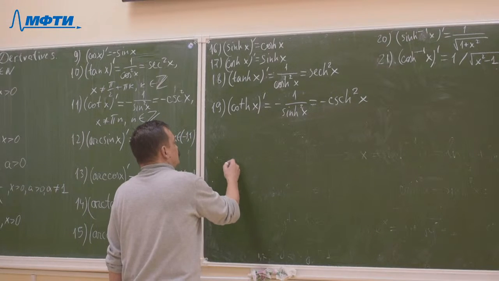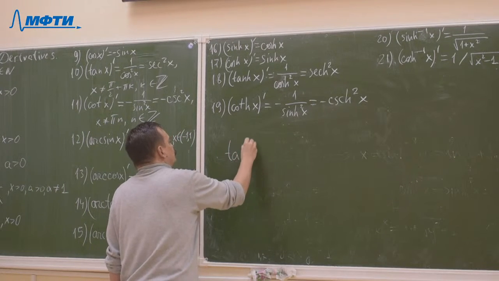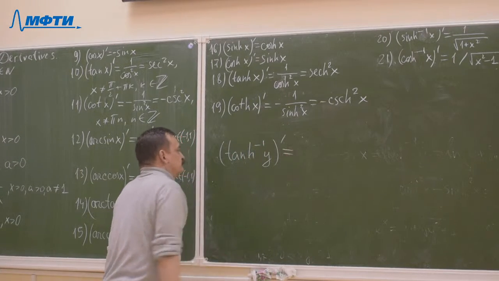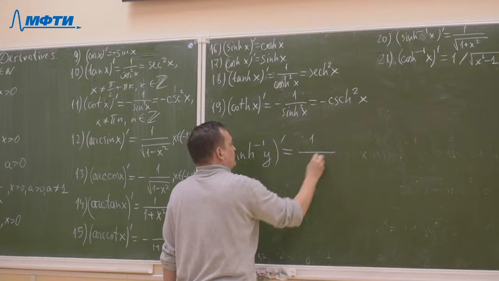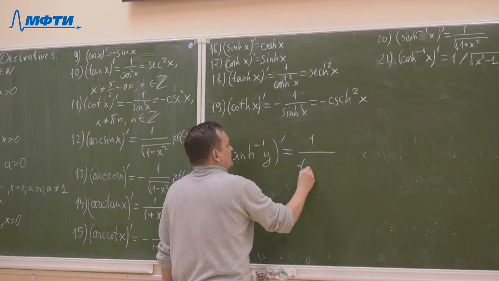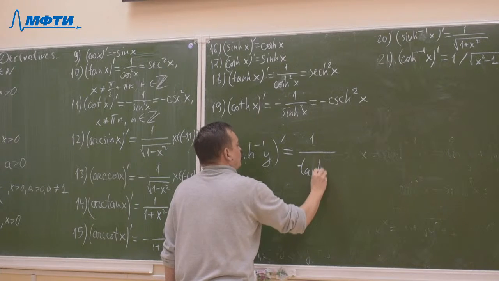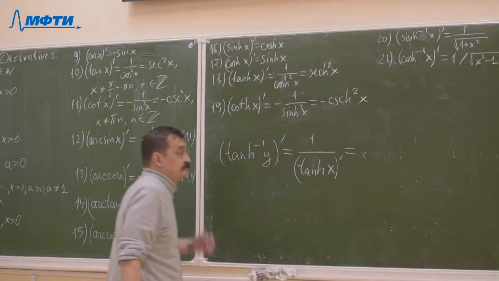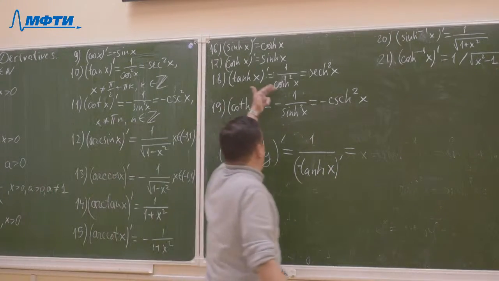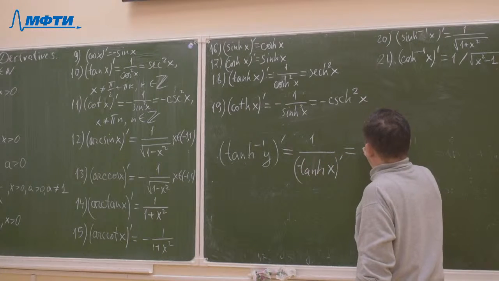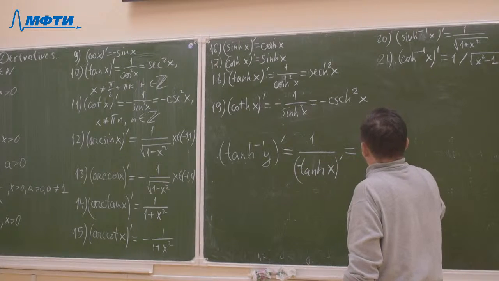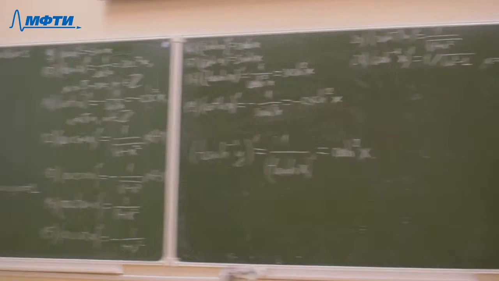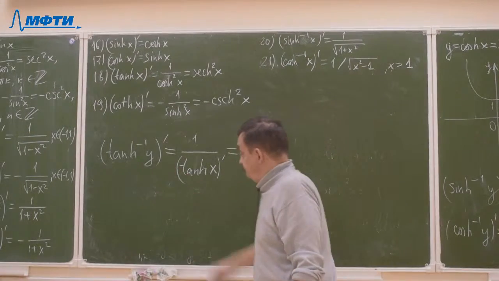Minus 1, right? So let's compute tan hyperbolic minus 1 y. That is 1 over tan hyperbolic x prime. And tan hyperbolic prime gives us 1 over cosine hyperbolic squared x. Now we need to compute it in terms of y.